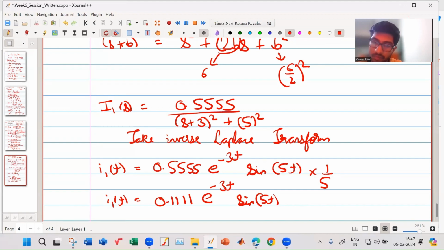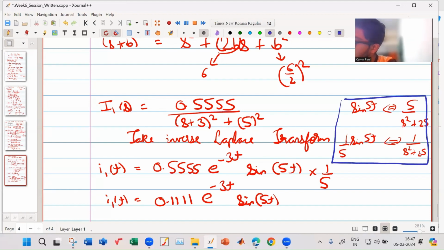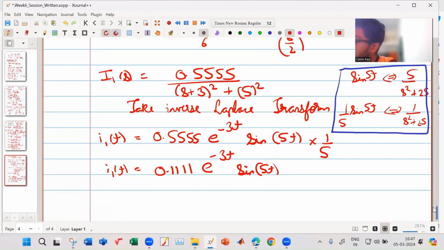In the upper part there is no 5, so I multiply by 5. Because we know the Laplace transform of sine 5t is 5 upon s square plus 25. So we have 1 upon s square plus 25, which is equal to 1 by 5 sine 5t. So we have finally found I1 of t.